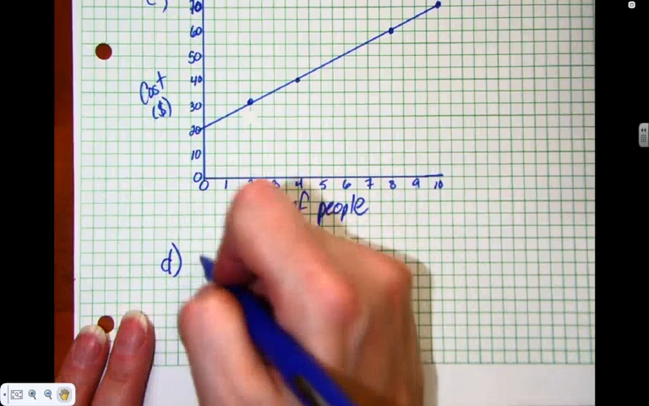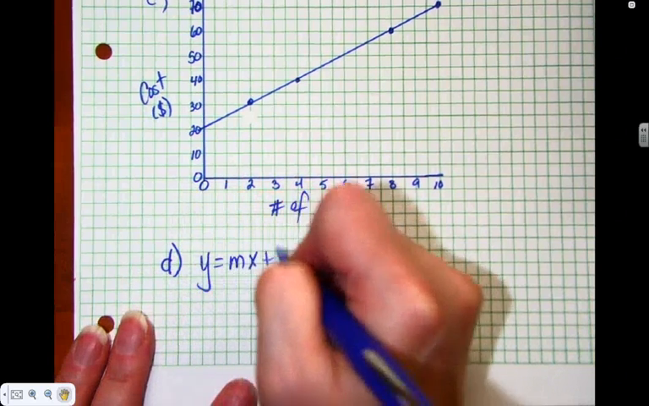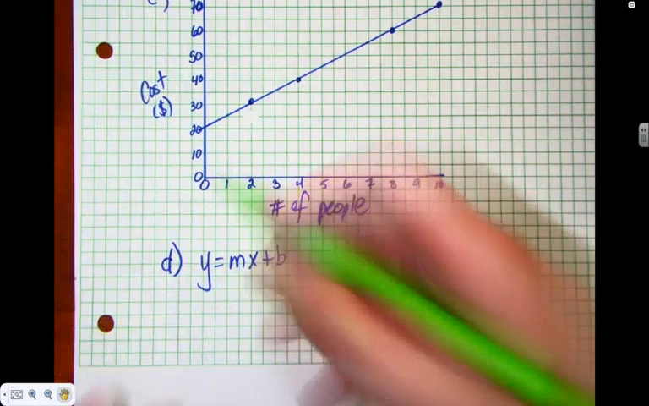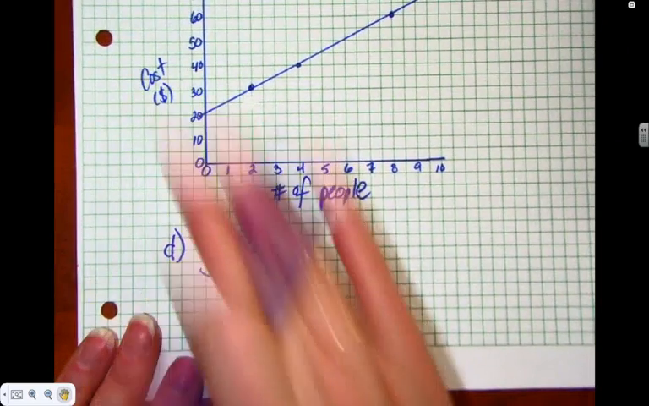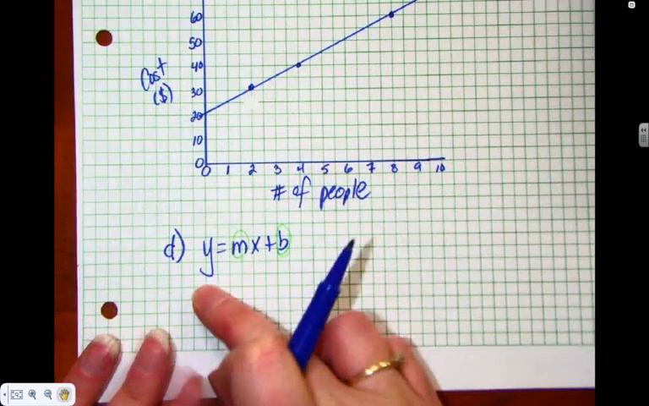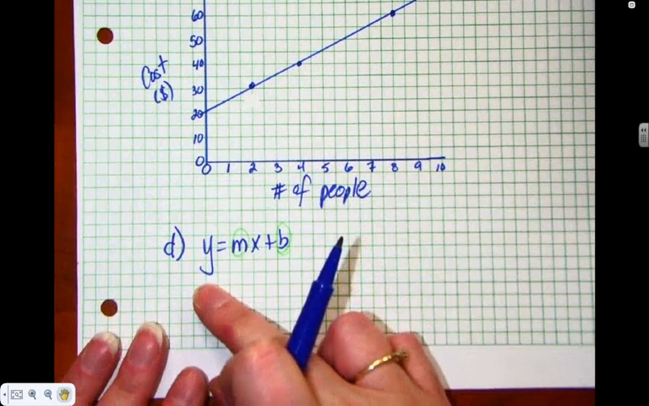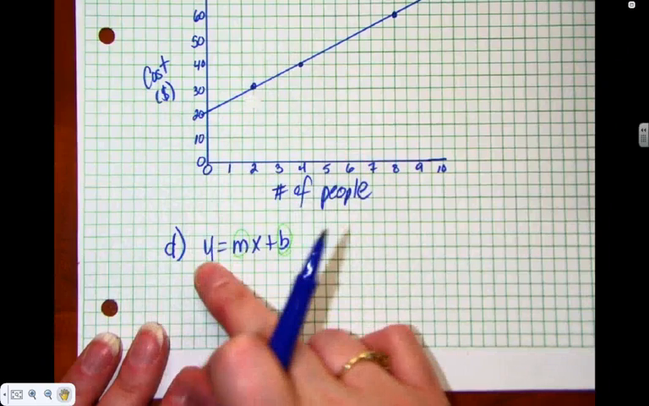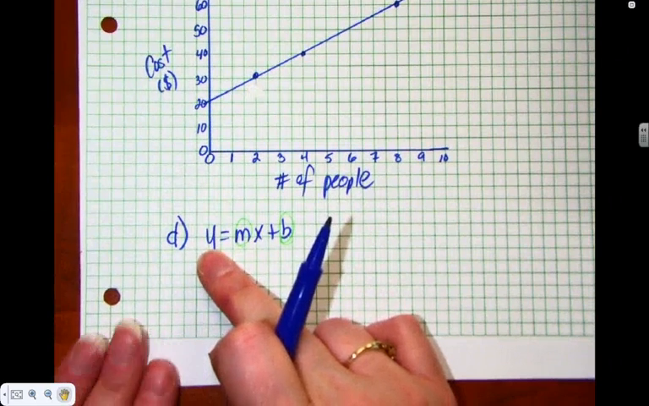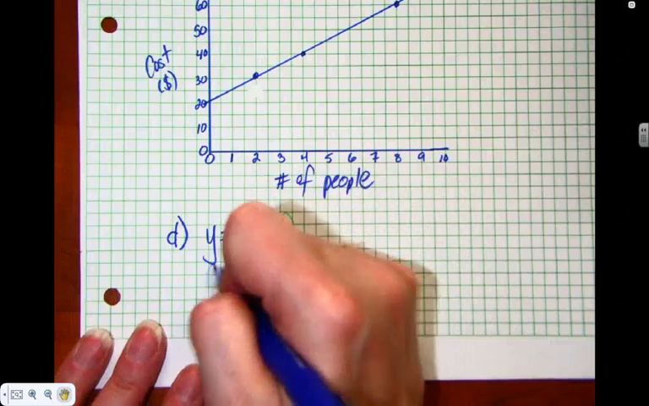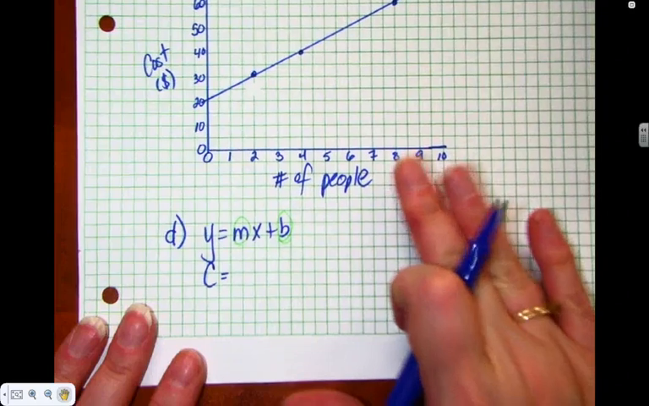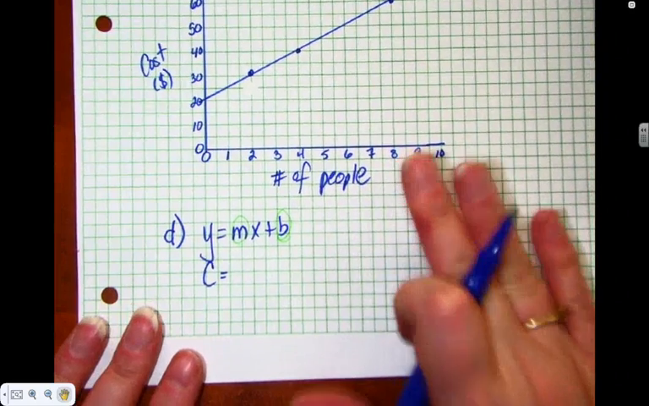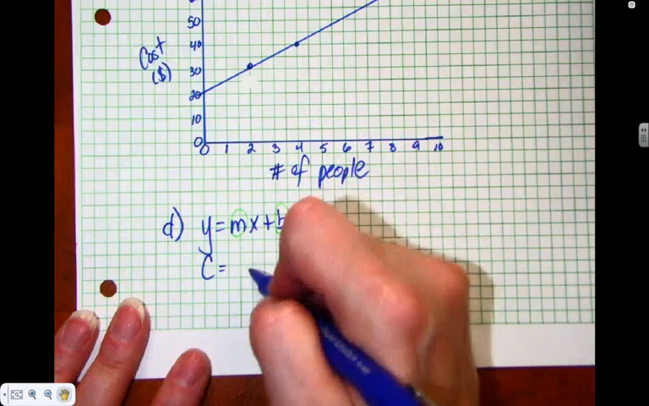D is giving the equation. Again, we start with this general form of y equals mx plus b. M is a number, b is a number, x and y are variables. Y is the variable for the y-axis. Is it given in the question or can we make it up? It's given. What did they give us for cost? C. Do we have a given variable for the x-axis or can we make it up? It's given. What is it? P.